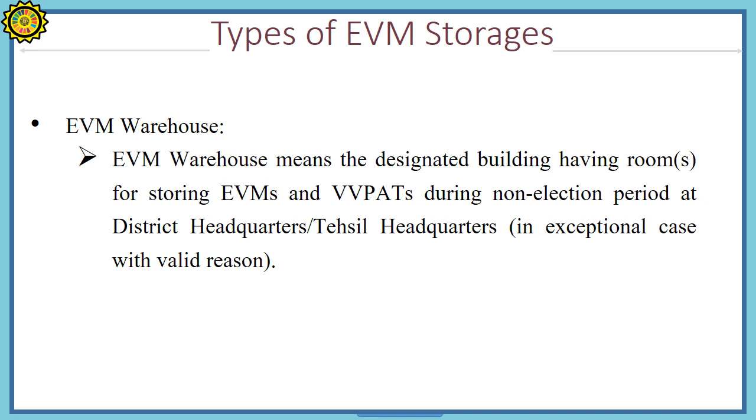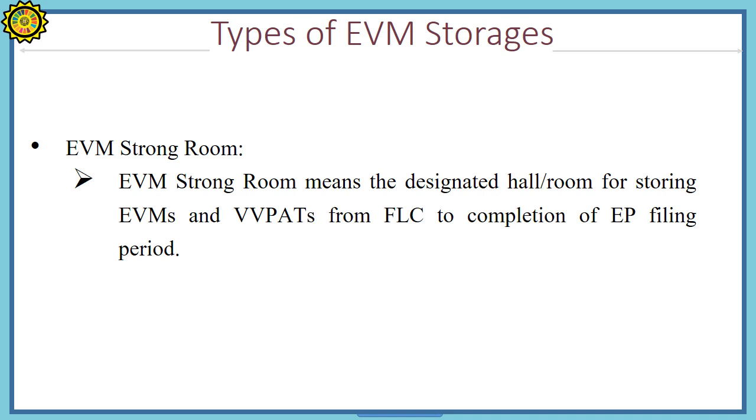Types of EVM storages. The first storage is the EVM warehouse. EVM warehouse means the designated building having rooms for storing the EVM and VVPAT during the non-election period at the district headquarters or the tehsil headquarters. EVM strong room means the designated hall or the room for storing EVMs and VVPATs from FLC to completion of the election petition filing period.